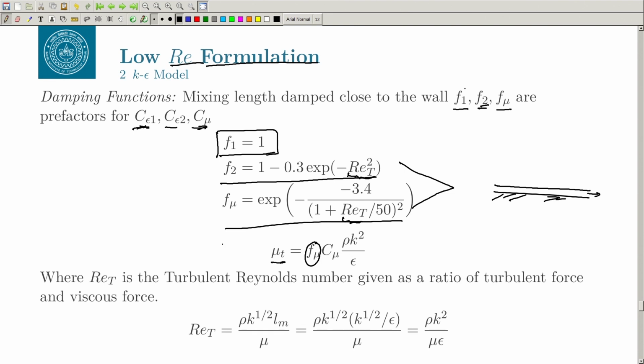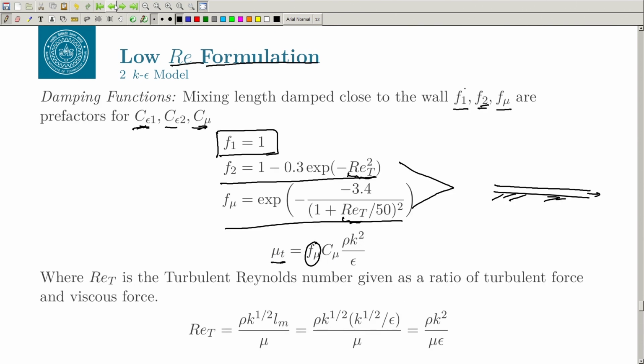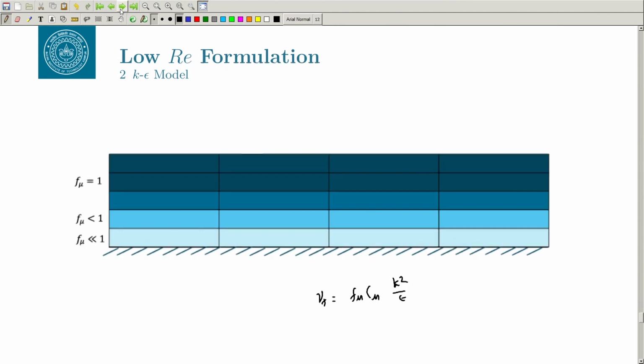So, this is how you see it. If you just look at f mu, which multiplies your c mu, your nu t is basically f mu, c mu and k square by epsilon, which is what we had earlier. You can see that very close to the wall f mu is much less than 1, so your eddy viscosity is very small, but it smoothly increases as you go away from the wall, and in the fully turbulent region it becomes 1. Then your definition reverts to mu t equal to c mu k square by epsilon.